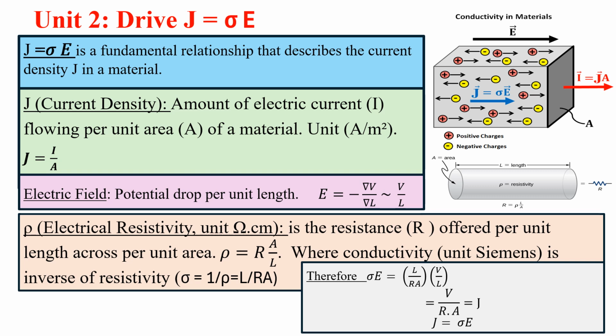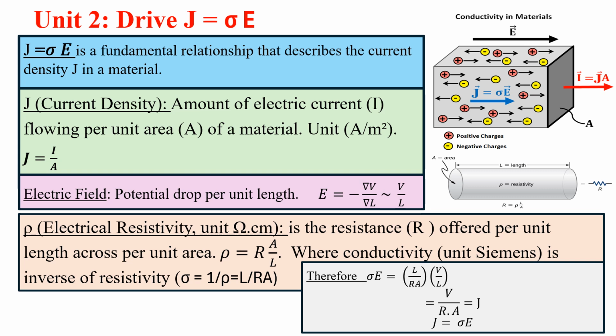A is the cross-sectional area, and the electric field, which is also referred to as a potential gradient, is defined in electrical engineering as the potential drop per unit length. E is equal to minus del V over del L. If delta L is very small, then we can approximate E as approximately V over L.